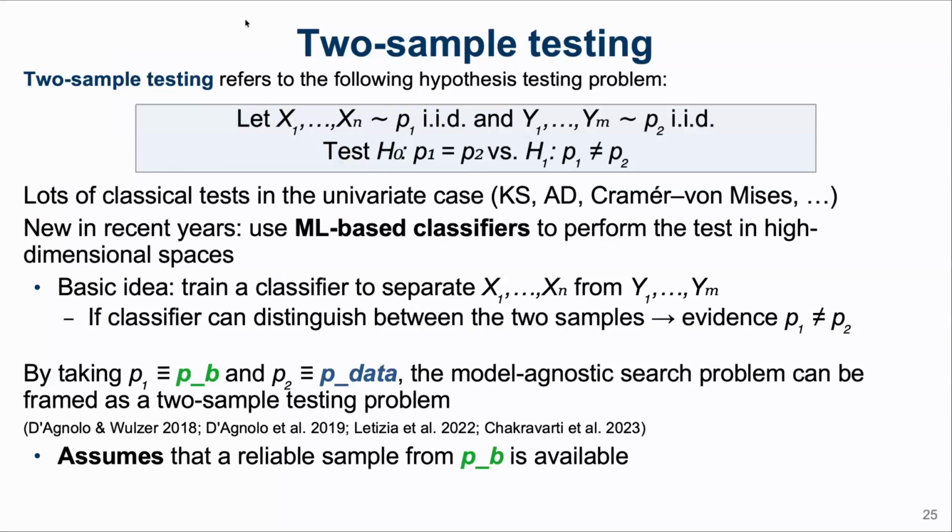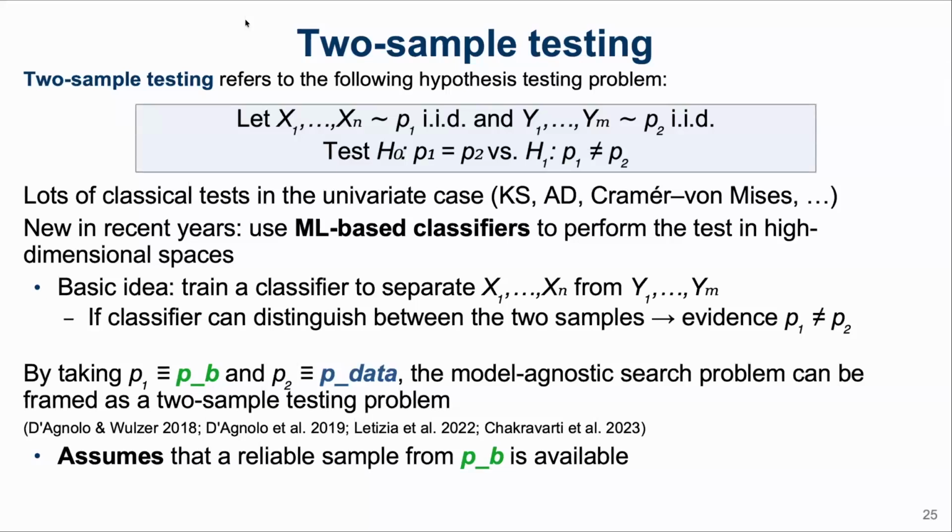I have two data sets. In the classical case, there are lots of well-studied things when you have just one variable, but we want to do this in high dimensions. So recently there have been several works using the idea that we can use machine learning based classifiers to test whether these two distributions are the same or not. The basic idea is you train a classifier to distinguish between those two distributions. If the classifier is able to do that, then there's probably something different, and you have to be a little bit formal about it. But that's the basic idea.